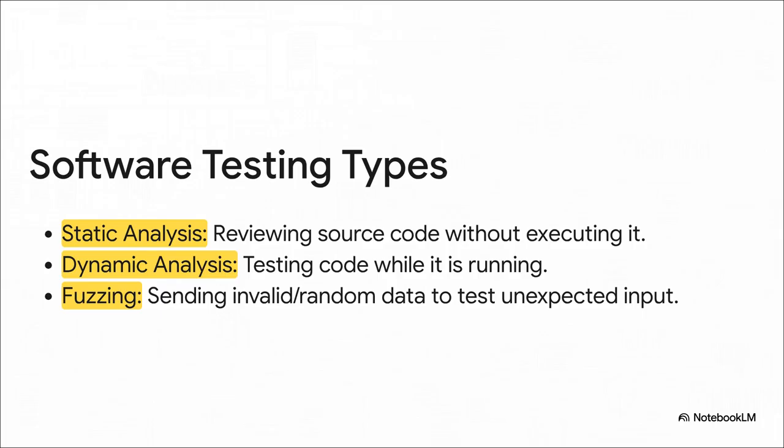And fuzzing is a type of dynamic testing where you just throw tons of random, weird, malformed data at an application to see if you can make it crash or do something unexpected.